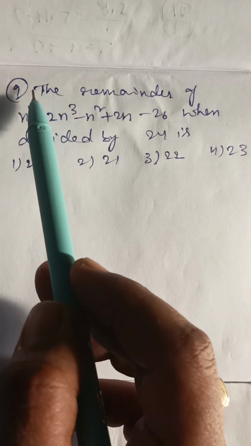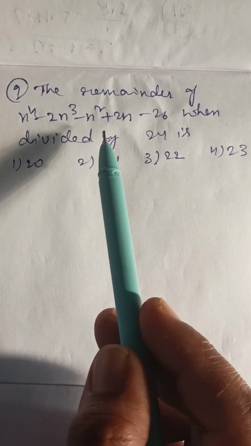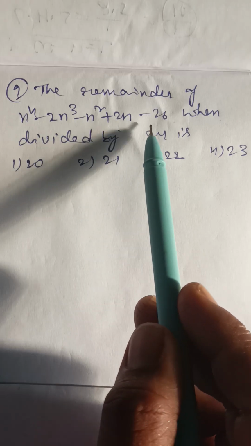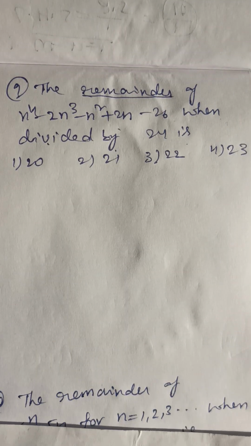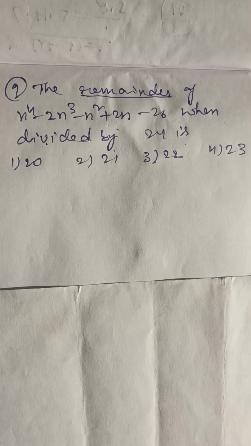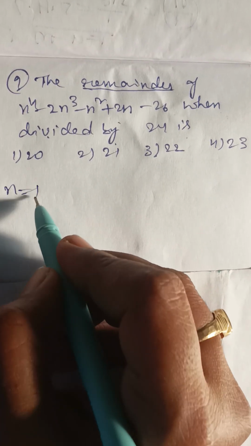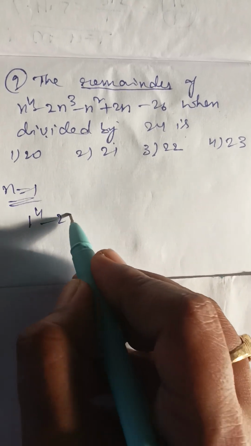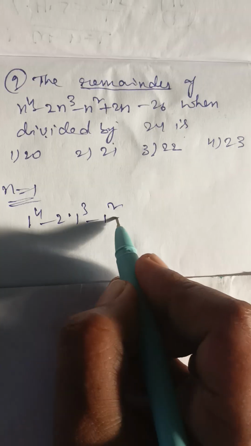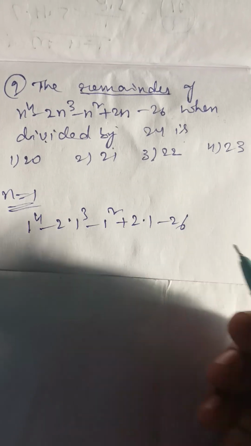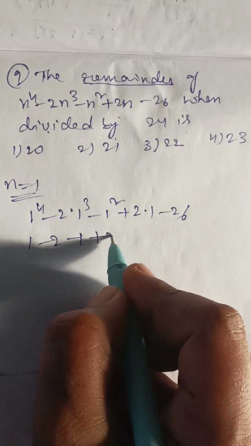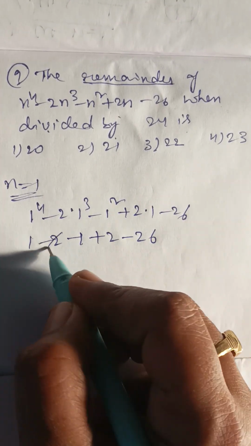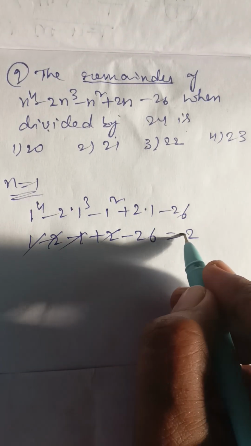The next question: the remainder of n power 4 minus 2n cube minus n square plus 2n minus 26 when divided by 24 is. In this remainder sum, we have a simple way to get the answer. That is, again put n equal to 1. Then 1 power 4 minus 2 into 1 cube minus 1 square plus 2 into 1 minus 26. So 1 minus 2 minus 1 plus 2 minus 26, which is equal to minus 26.